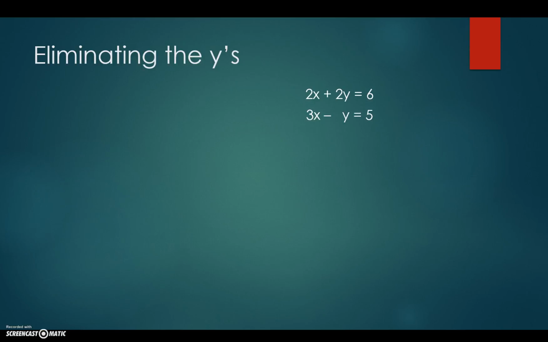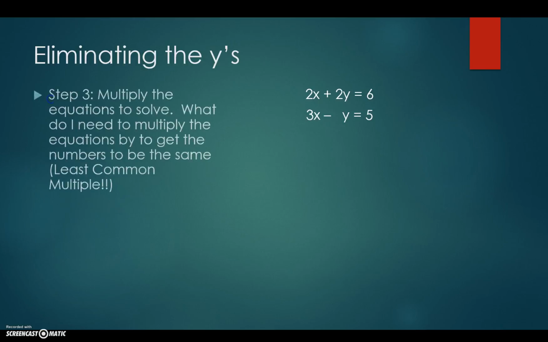When I do that, I see I have a 2 and I have a y with a 1 in front of it. So I have 2 and negative 1. I have to come up with what I need to multiply to get them to have the same numbers, and this is when we use our least common multiples. The least common multiple between 2 and 1 is 2. So if I multiply the top by 1 and the bottom by 2, and I distribute it, I'm going to end up with the same number with the y. So you see that? 2y and 2y?